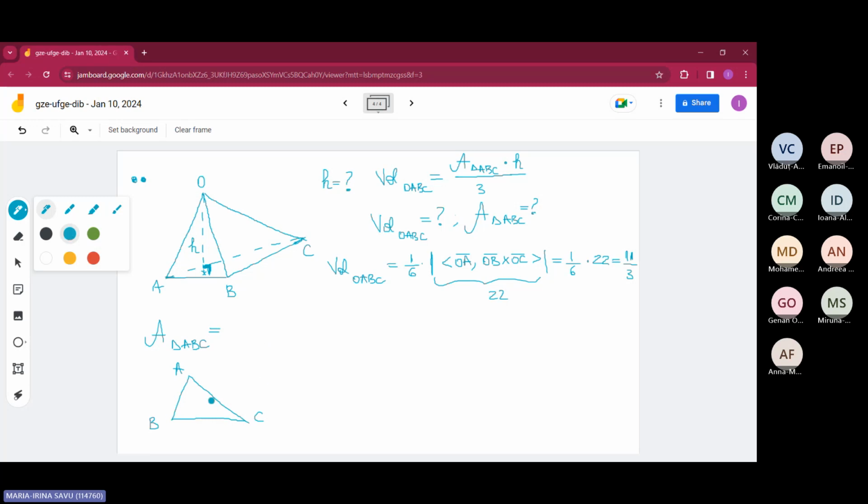How do you find the area? What product is used? The cross product. Yes, exactly, the cross product. So this area is 1/2 times the norm of AB cross product with AC.